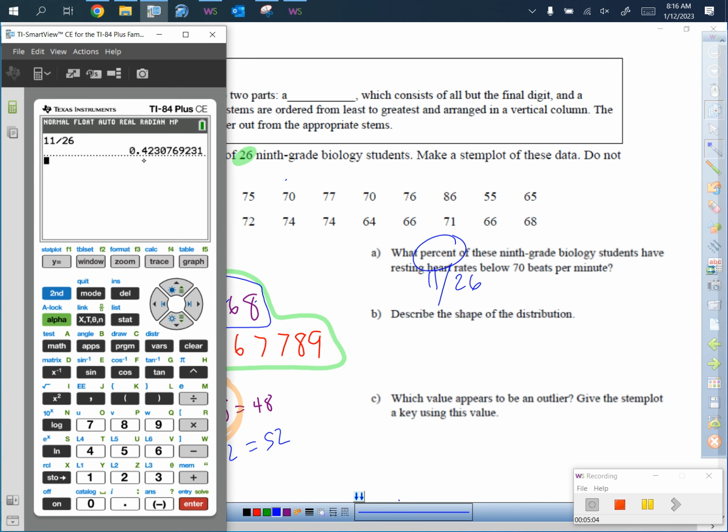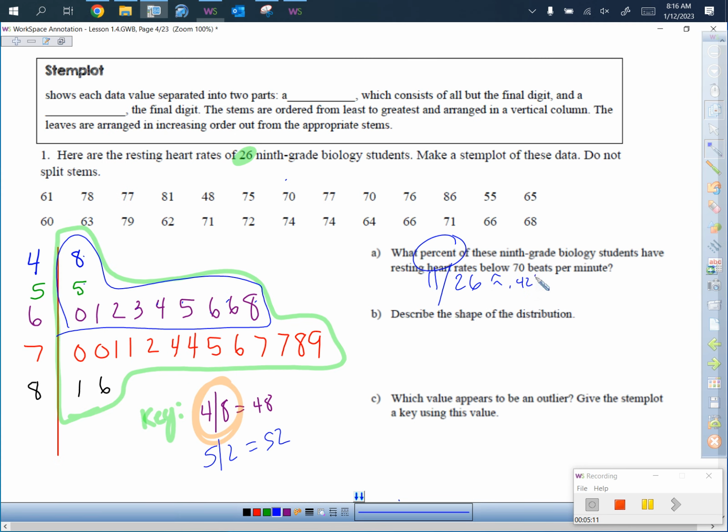So wouldn't that be about 0.423, about 0.423? Then we can make that a percent by moving this 2 decimal places and call that about 42.3%. That's how you round to the nearest tenth of a percent. You have to go to 3 decimal places in your plain decimal.